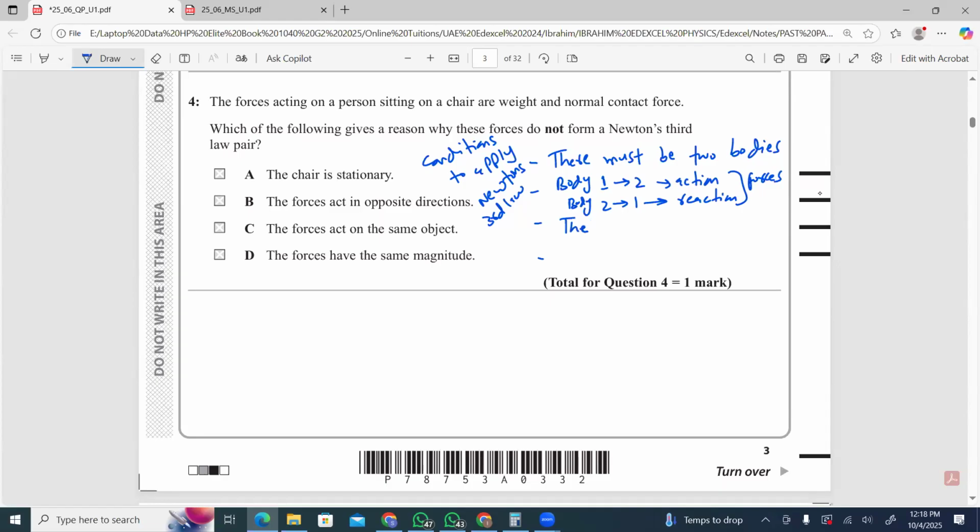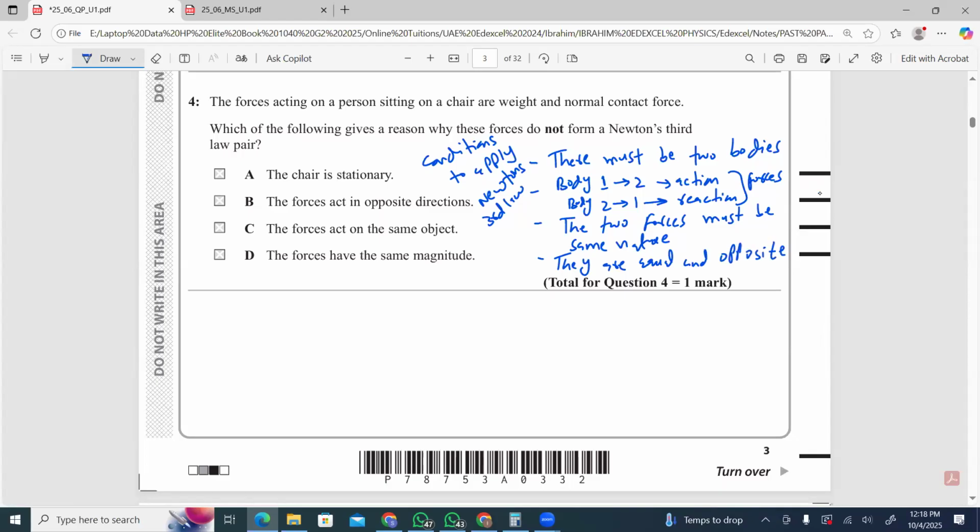The two forces should be of the same nature. Must be the same nature. And finally, they are equal in magnitude and opposite in direction.